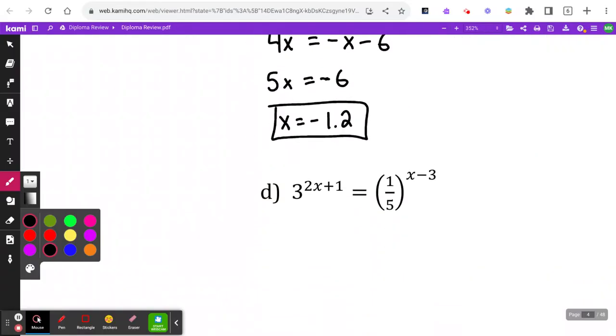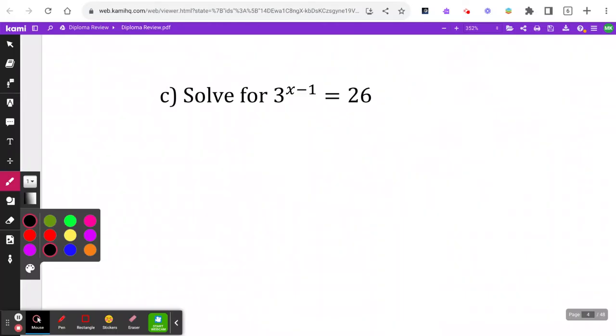All right, question C. Looking at that one, I see x is in the exponent. My go-to is to get like bases or same bases. I can't get same bases on that question. 26 cannot be rewritten as 3 to the power of something. 26 cannot be rewritten as anything to the power of something, at least not with whole numbers.